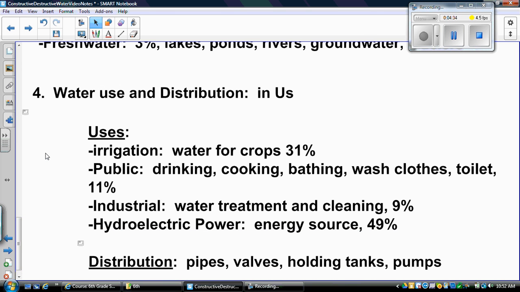Okay, so uses. We use water for irrigation. That means watering our crops to grow food. About 31% of all the fresh water that we have is used for irrigation. 11% of it is public use. That's our drinking, cooking, bathing, washing clothes, going to the toilet. That's all 11% of what we use that fresh water for. 9% is used industrially when we use water treatment and cleaning. And then hydroelectric power, which is pretty cool, is an energy source. That's using water as an energy source, is 49%.